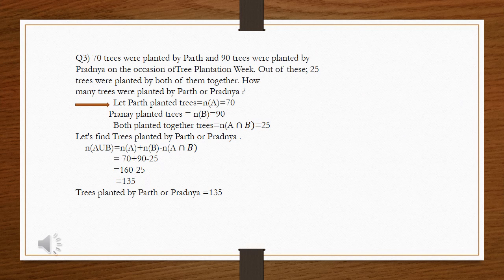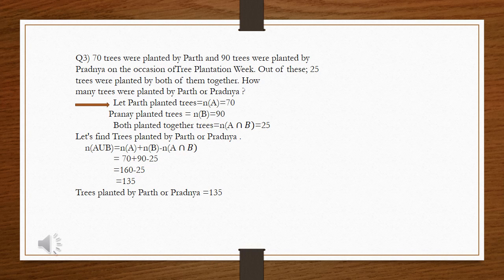That means there are 5 students who do not drink tea or coffee. Take another example. 70 trees were planted by Parth and 90 trees were planted by Pradnya on the occasion of tree plantation week. Out of these, 25 trees were planted by both of them together. How many trees were planted by Parth or Pradnya?